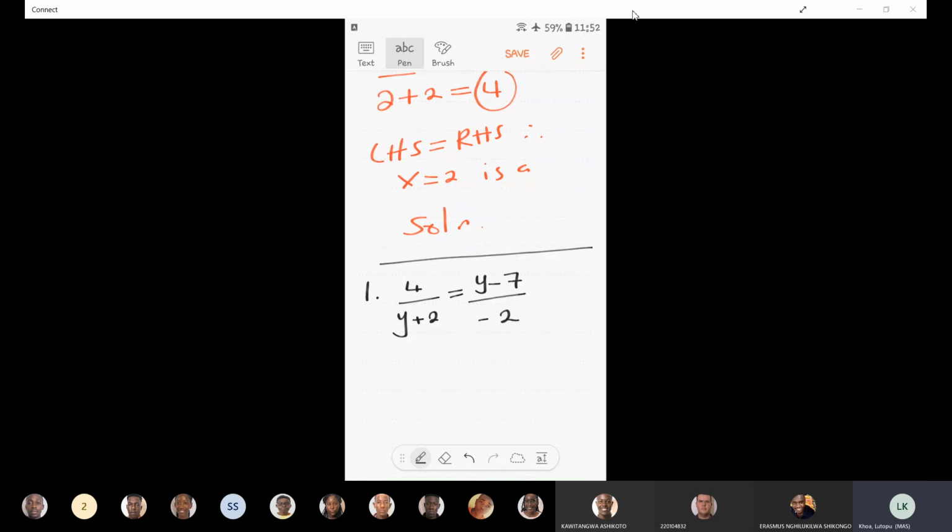You must always check if your solution is correct or not, or if it's valid or not. That's what I mean. And I think I said that yesterday as well. Always check. I want to see that you have checked.